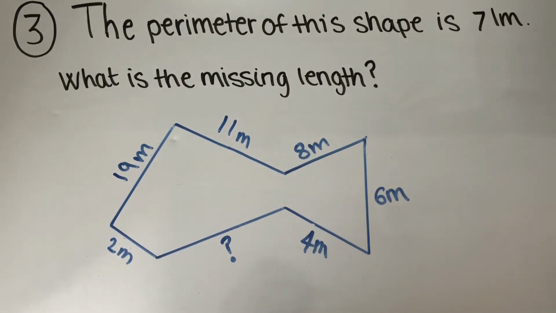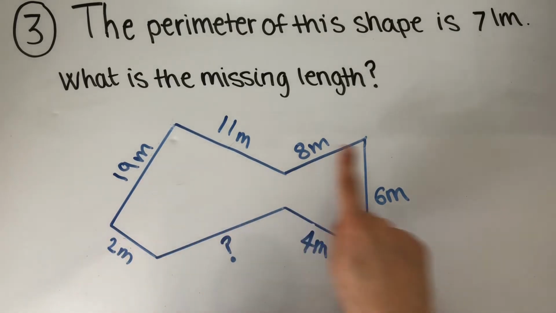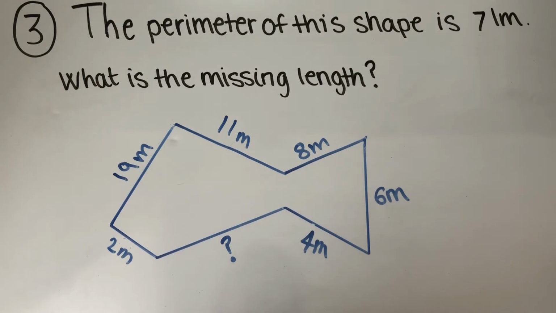Question 3. The perimeter of this shape is 71 metres. What is the missing length? The missing length is the one with the question mark on it. We're going to start off by adding up all of the sides, then taking it away from 71.